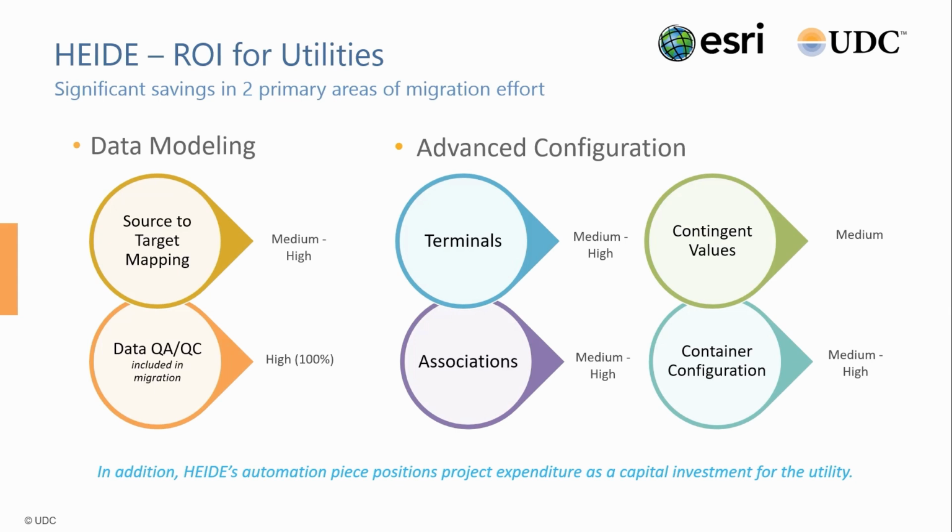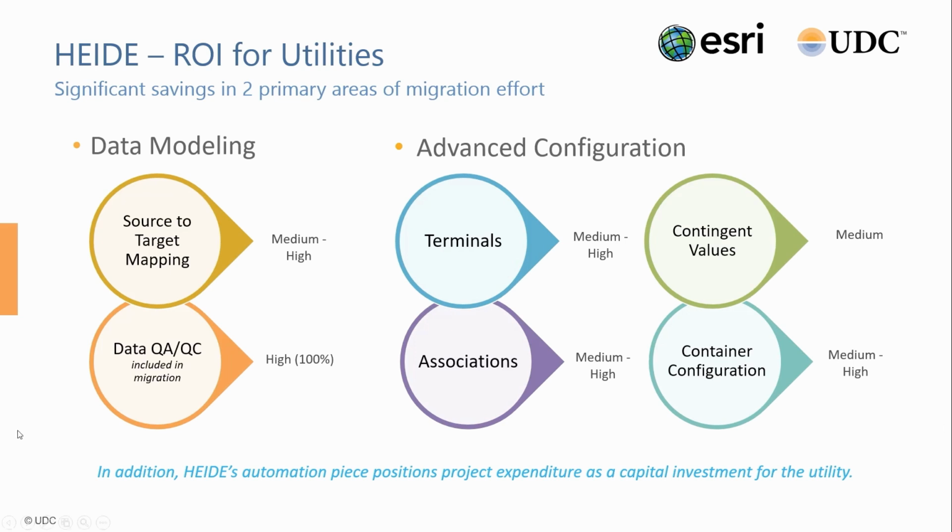The second area is advanced configuration. Advanced configuration is one of the highest value targets and one of the best reasons to move to utility network. Automation in HEIDE reduces the amount of time to actually leverage this functionality, and as you can see, it provides a really high level of ROI. Additionally, because of the automation that is inherent to the HEIDE tool, you may have the opportunity to position your expenditure as a capital investment, which is really exciting.